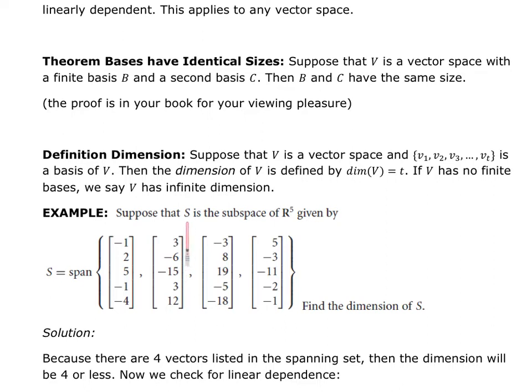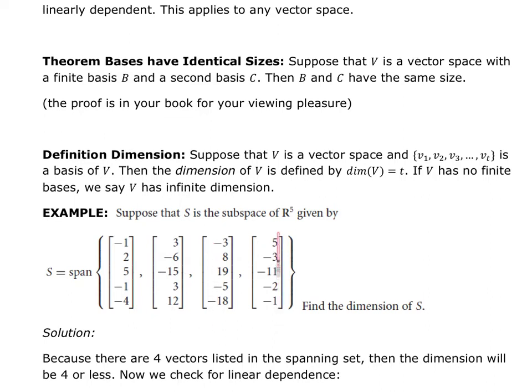Now, suppose we have S as a subspace of R5. That means that we should have 5 entries. So here's my span. I'm going to try to find the dimension of S. Now, it is not necessarily linearly independent for it to be a span. It has to be for a basis. But this is just a spanning set, so it doesn't necessarily have to be linearly independent.